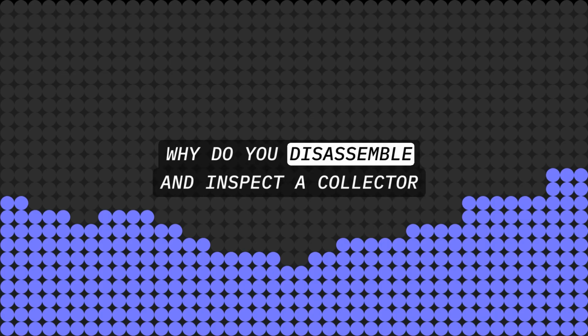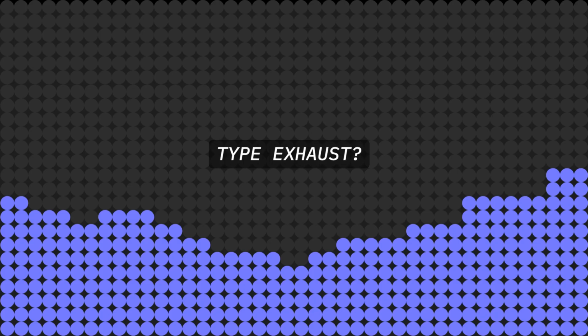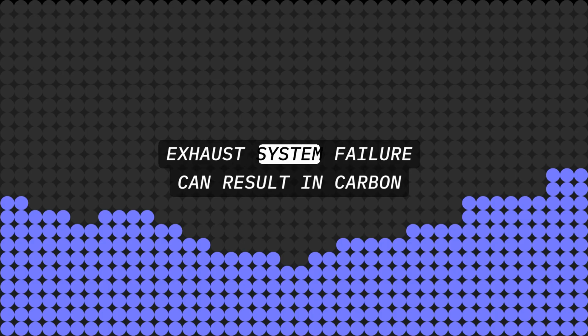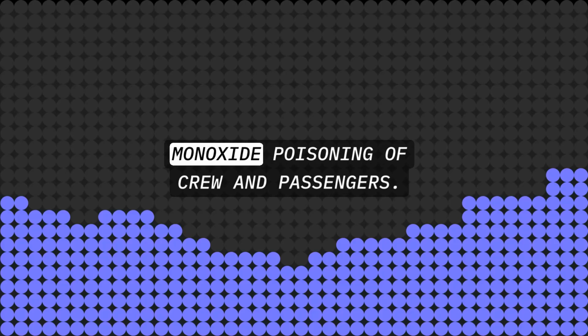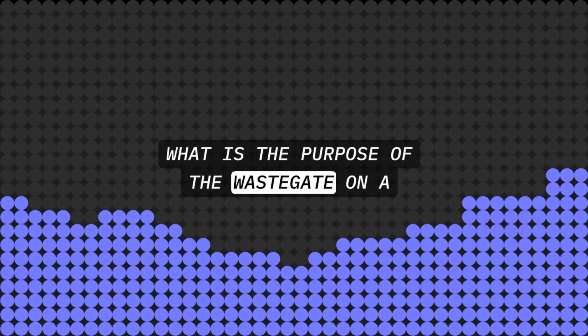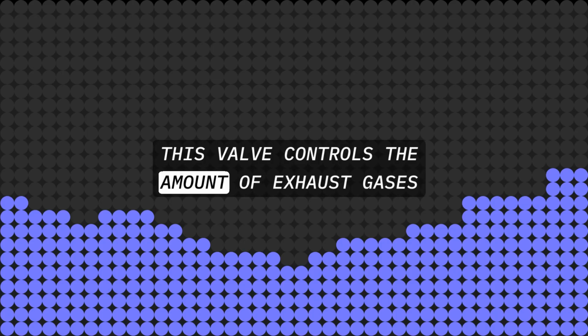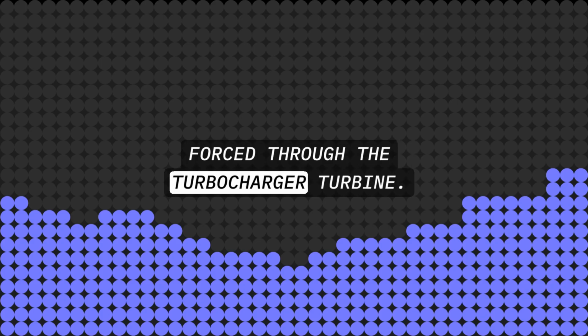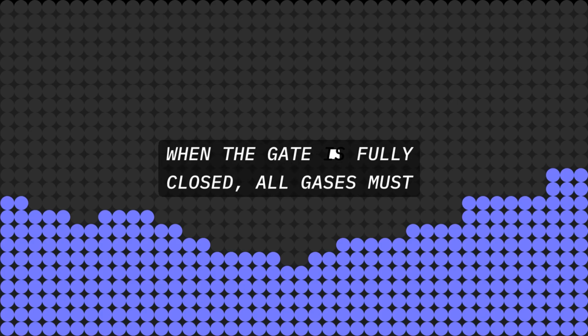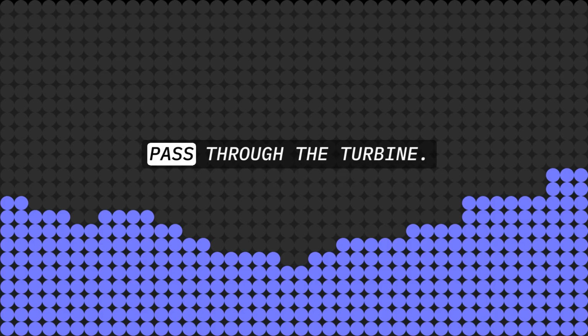Why do you disassemble and inspect a collector type exhaust? Exhaust system failure can result in carbon monoxide poisoning of crew and passengers. What is the purpose of the wastegate on a turbocharged exhaust? This valve controls the amount of exhaust gases forced through the turbocharger turbine. When the gate is fully closed, all gases must pass through the turbine.